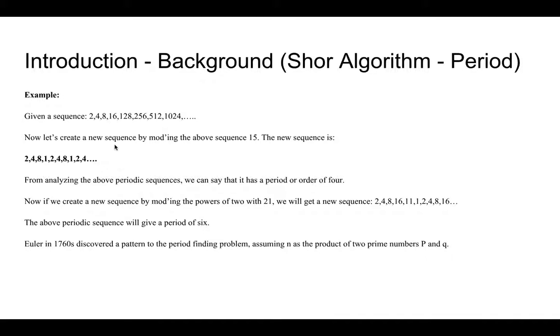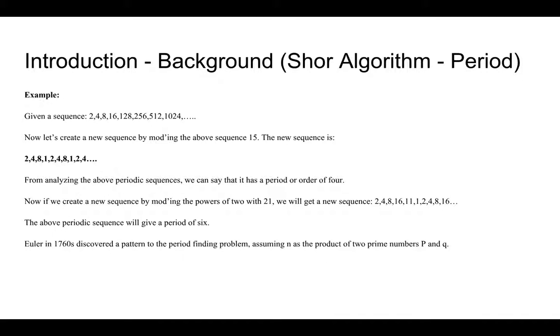So now let's create a sequence by modding the above sequence by 15. So the new sequence is 2, 4, 8, 1, 2, 4, 8, 1, 2, 4. From analyzing the above periodic sequences, we can say that it has a period or order of 4.